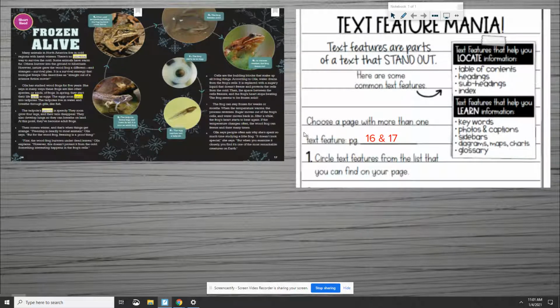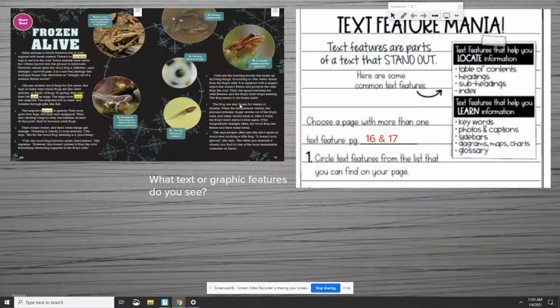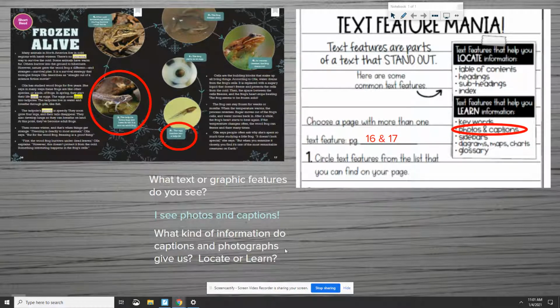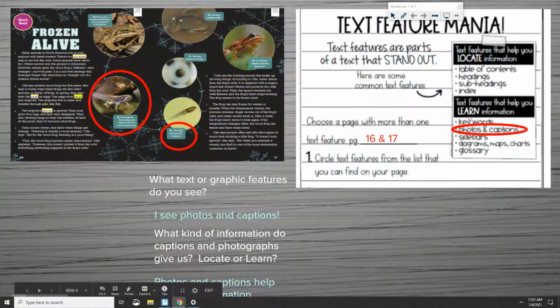So, what I found was the photographs and captions. I found over here these little photographs and the captions, and I know photographs and captions are going to help me. So it's giving me a picture of what these frogs look like at each stage of their life. What kind of information do the photographs and captions give us? Are we locating or are we learning? So in this case, it is a photo and a caption. We are learning information. So we're learning information about a tadpole's life cycle.